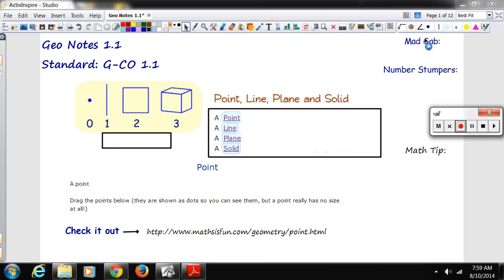Each notes I'm going to hopefully start with a Mad Gab and a Number Stumper. I'm not going to give you the answers to those, but if you write your answer on a small piece of scratch paper, put your name on it, put your answer on it, fold it up, and bring it to me tomorrow, I will pick one, and we'll see if you get it right. So those are just little challenges.